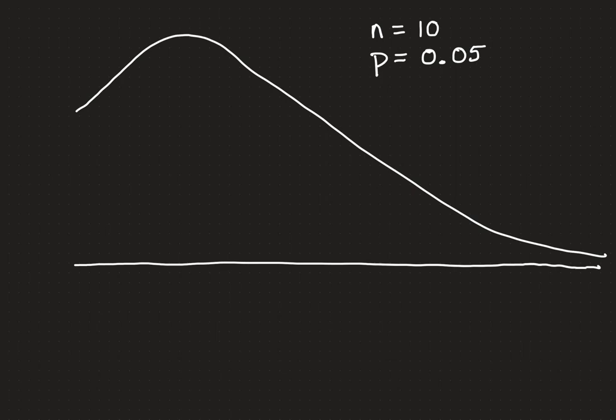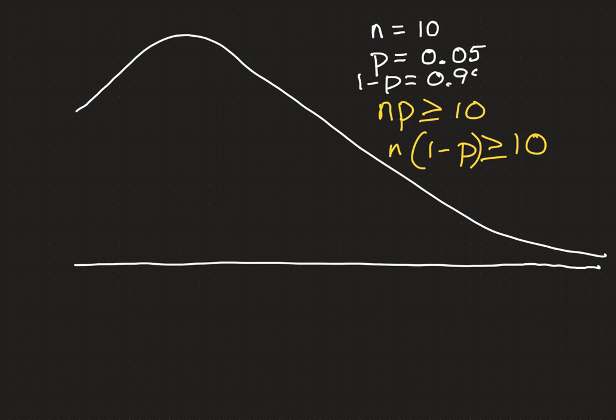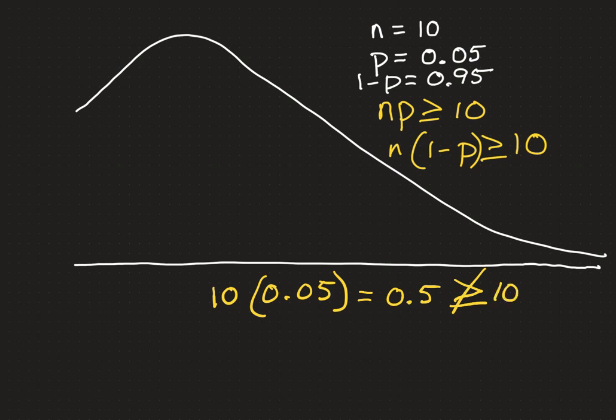In order to use the standard error formula that I gave you, we have to have n times p greater than or equal to 10, and we must also have n times 1 minus p greater than or equal to 10. Oh, by the way, what is 1 minus p? Well, 1 minus p in this instance is 0.95. So let's see what each of those comes out to be. 10 is n, and p is 0.05, and that is equal to 0.5, which is not greater than or equal to 10.